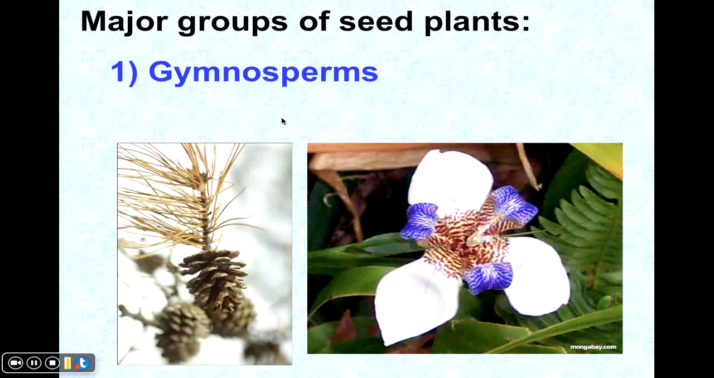There are two large groups of seed plants. We won't say much about the gymnosperms at this point. Gymnosperms include things like pine trees and spruce trees. So these are trees, or I should say plants, that produce seeds, but they don't produce flowers. The other major group of seed plants are the angiosperms, or flowering plants.